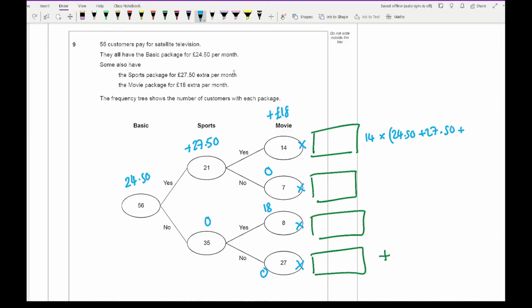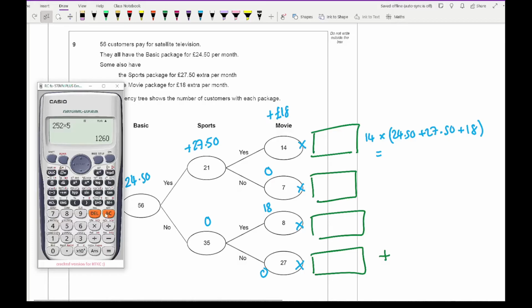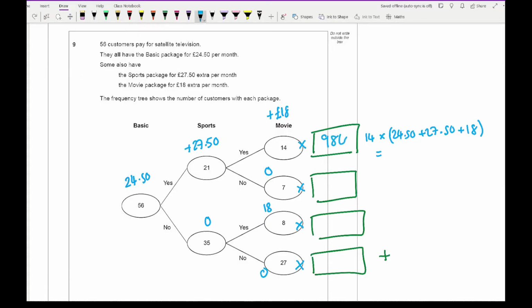plus £18. And again, if I work that all out on my calculator, there we go. So we've got £24.50 plus £27.50 plus 18 equals, multiply that by 14. So 14 people are paying £70 a month, and that comes up to a total of 980.